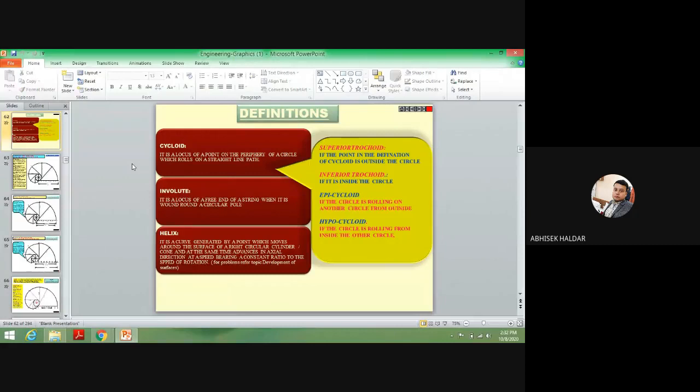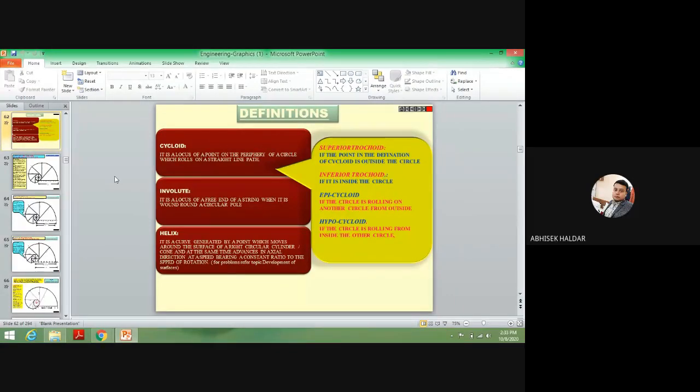I'll show you how it is generated, the method of how to trace it. That is what we are going to discuss. But the definition is that it is a locus. A cycloid is an engineering curve traced by the locus of a point which is located on the periphery of the circle, and my circle is rolling without slipping on a straight line path. Is that clear? The definition of cycloid? Okay.